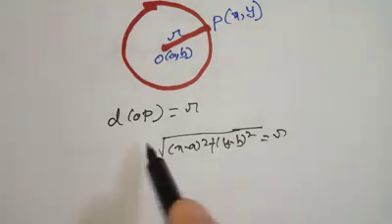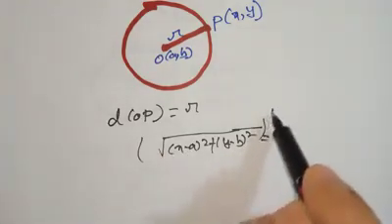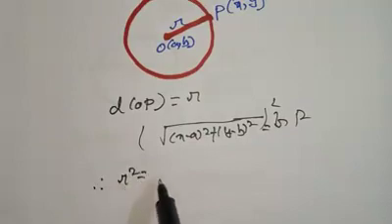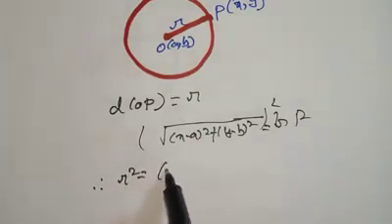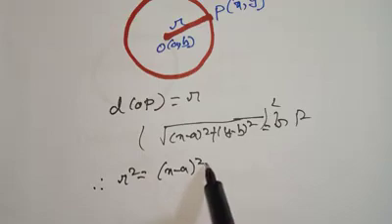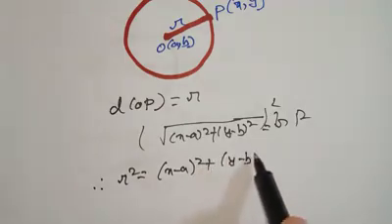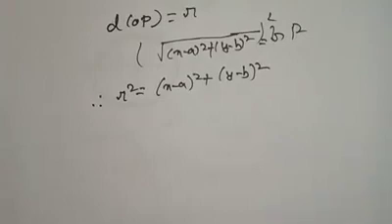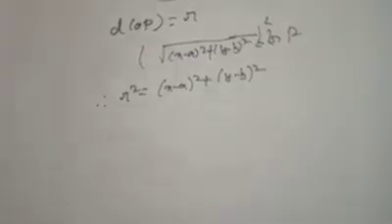So now if we square both of the sides, which is a general rule of what we do, what we get is r squared equals (x minus a) whole squared plus (y minus b) whole squared, right? Now this is a very generic formula, right?